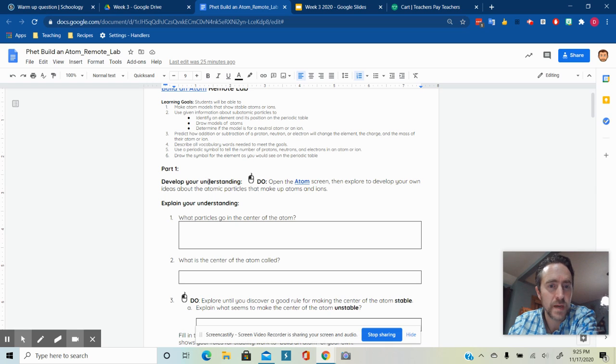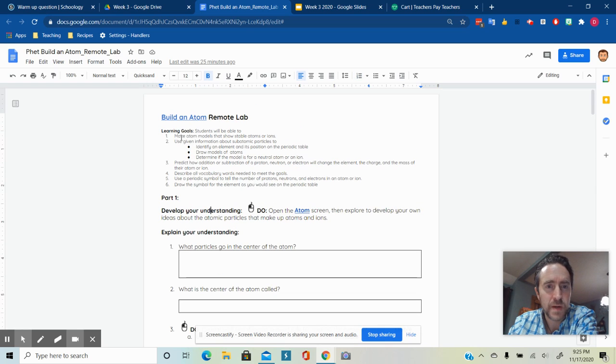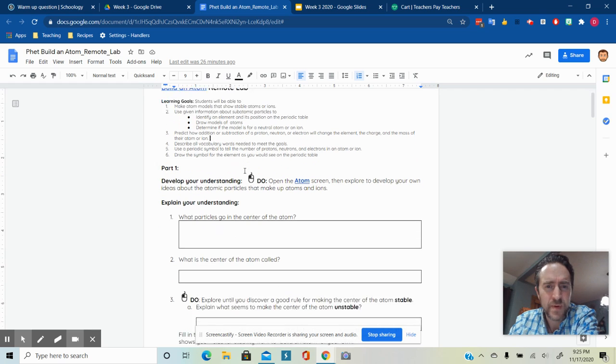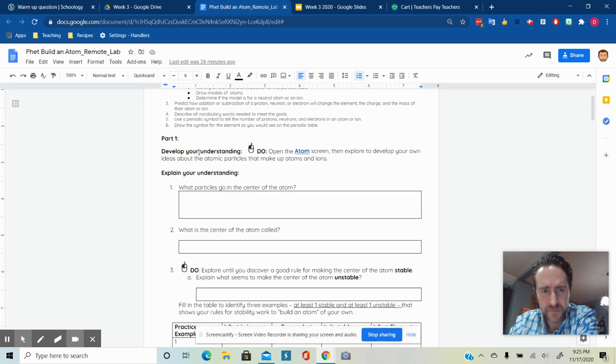That's on Tuesday. What I wanted you to do was make an atom that shows stable atoms or ions. Remember, an ion is just an atom that has a different amount of protons than it does electrons. I'll show you what that looks like in a minute. Then we're going to identify an element, draw some models of atoms, and determine whether it's a neutral atom or an ion. And then we're going to go over some vocabulary words.